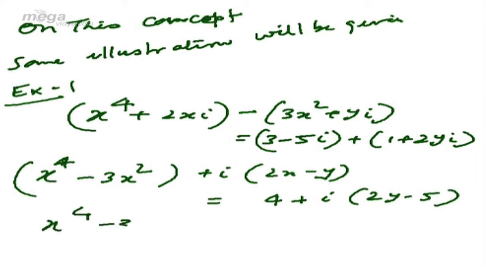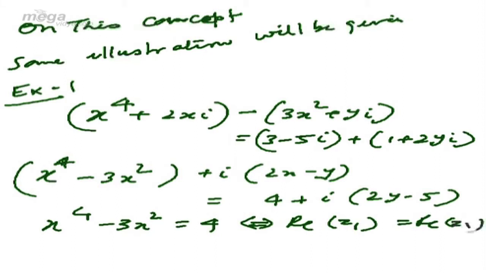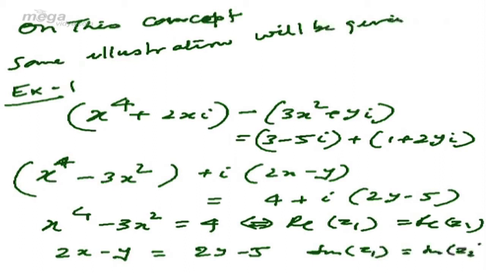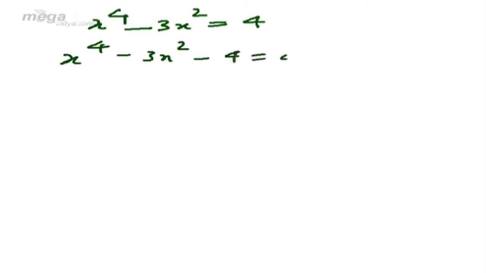So x to the power 4 minus 3x square is equal to 4, by equating the real part of z1 to the real part of z2, and 2x minus y is equal to 2y minus 5, that is, the imaginary part of z1 is equal to the imaginary part of z2. So x to the power 4 minus 3x square is equal to 4. So x to the power 4 minus 3x square minus 4 is equal to 0.